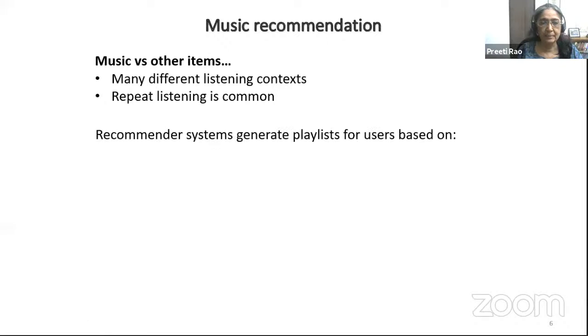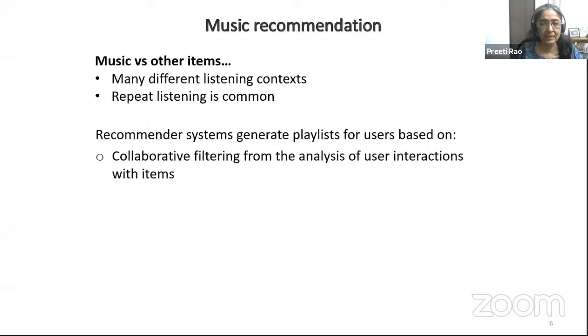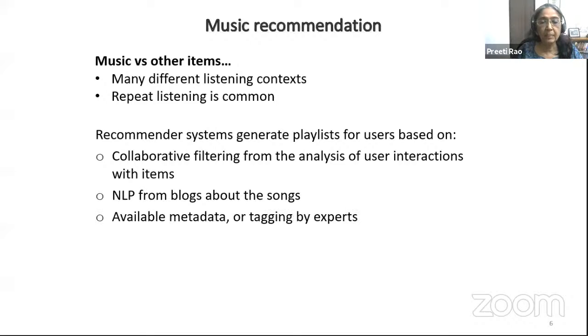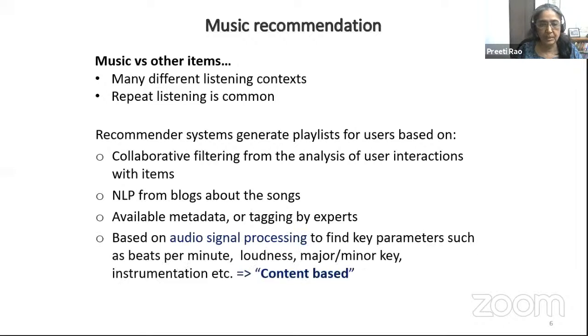And recommender systems can generate playlists for a user based, of course, on the well-known collaborative filtering. It could be from NLP, from blogs about the songs, available metadata. So, a song is tagged by its genre and various other kinds of high-level aspects. So these tags could be used in recommendation. And also, of course, audio signal processing, which is really the subject of this talk.